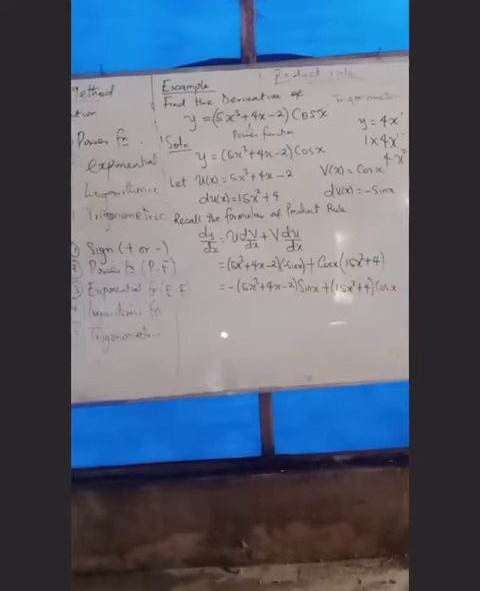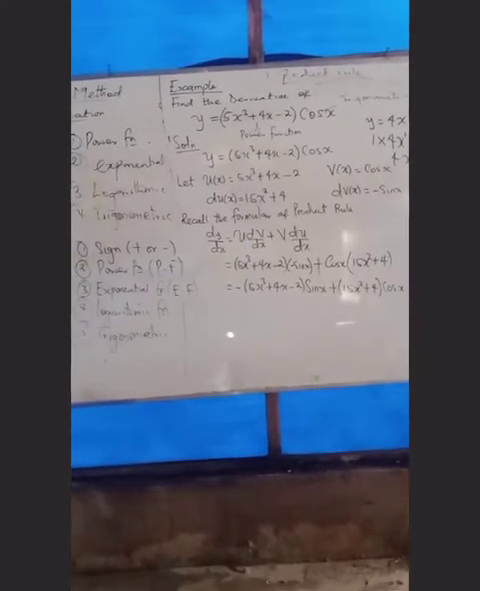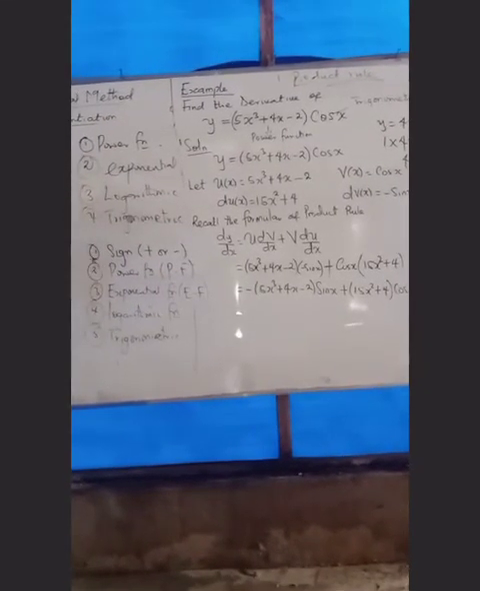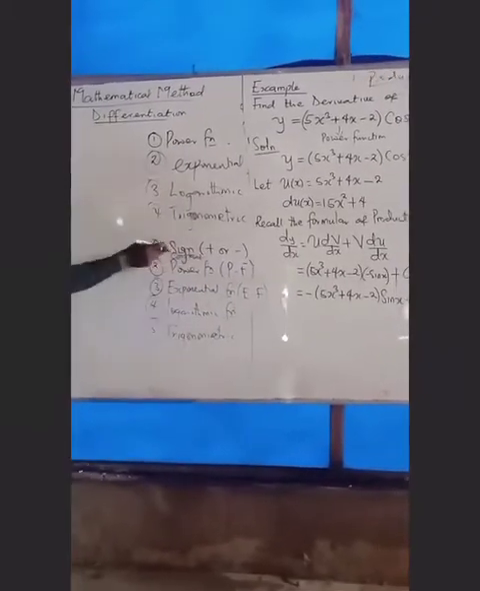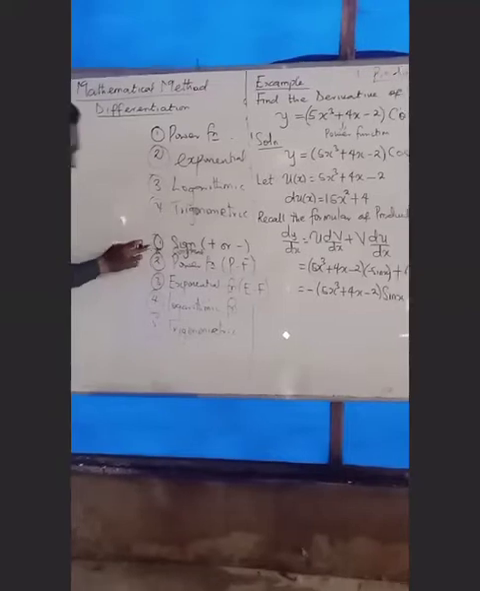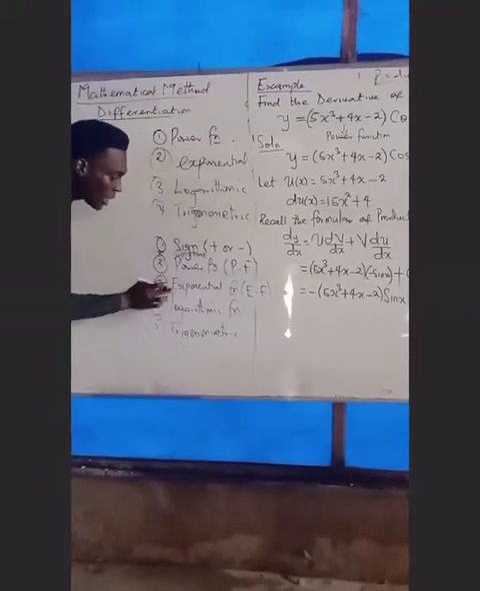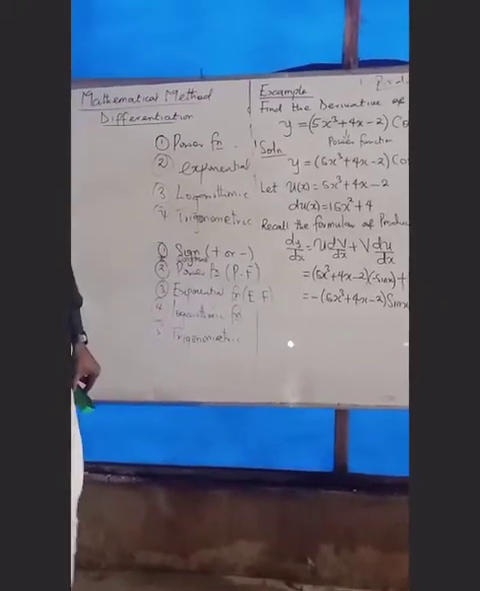Now, where are we going to fix that constant? That constant comes immediately after a sign. Constant comes immediately after the sign. So take note of that. So sign, constant, power function, exponential, logarithmic, and what? Trigonometry function. That's the arrangement.